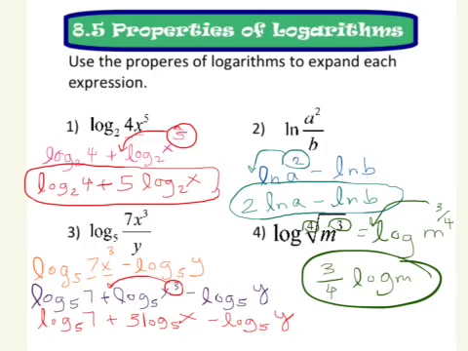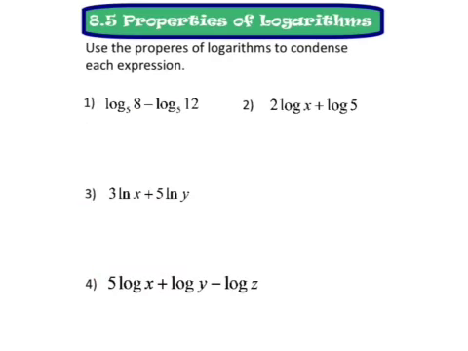And finally, once we've expanded, the last thing we're going to do is condense. So when I condense number 1, if I have subtraction, that's going to turn back into division. So this will become log base 5 of 8 over 12. And if I have a fraction, I should reduce it to log base 5 of 2/3.